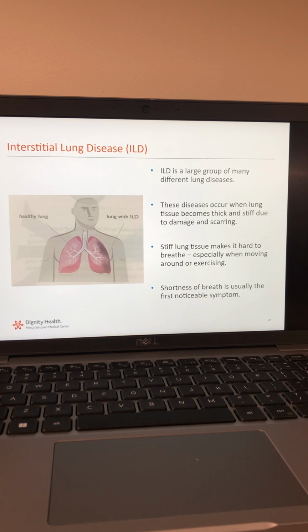Let's move on to the restrictive lung diseases. Interstitial lung disease is a large group of many different lung diseases. These diseases occur when lung tissue becomes thick and stiff due to damage and scarring. Stiff lung tissue makes it hard to breathe, especially when moving around or exercising. And again, shortness of breath is usually the first noticeable symptom.